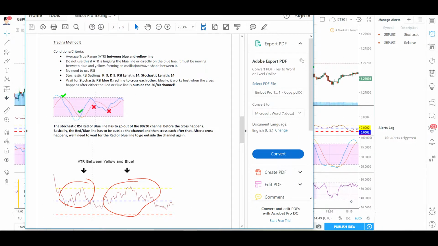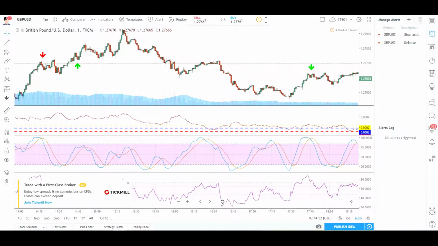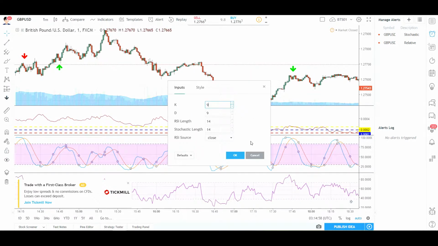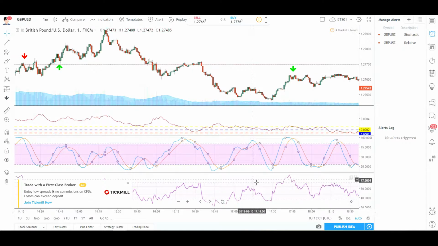Okay, so the condition for method B is, as such, the ATR is in between the blue and yellow line. Change the stochastic settings to this, and we don't need to use the RSI.